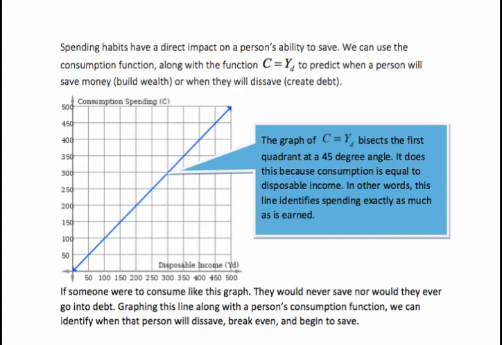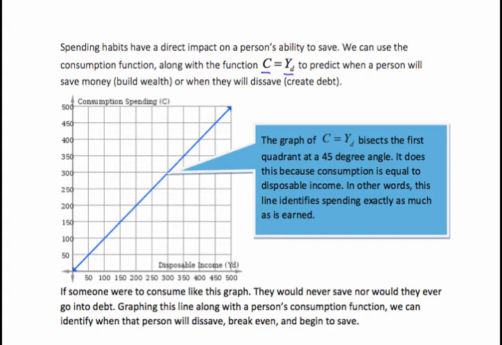Okay, so it's no secret that spending habits have a direct impact on a person's ability to save. We can use the consumption function along with the function consumption equals disposable income to predict when a person will save money, build wealth, or when they will dissave, which is create debt.